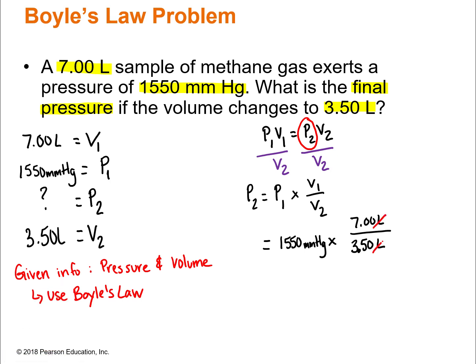The liters will cancel themselves out. The only unit left is millimeters of mercury. And that's good because we're looking for pressure. I would highly recommend using parentheses here just to make sure that you get the ratio of the volumes and you're multiplying that by the pressure.